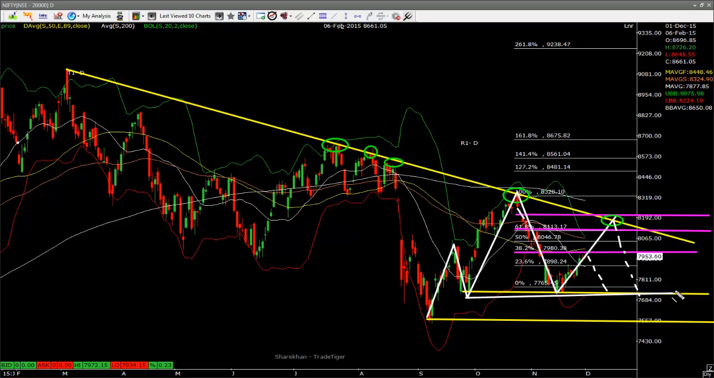However, remember that this is going to be a neckline, which is again the 7,750 area, the place from where we took off, this area, this is going to be support. Okay, and after this, the support is the 7,550. If we break this, then yes, there is further downside. So play this market carefully.